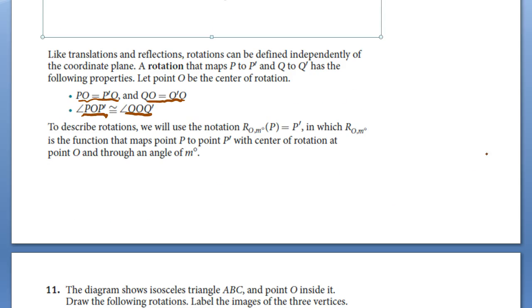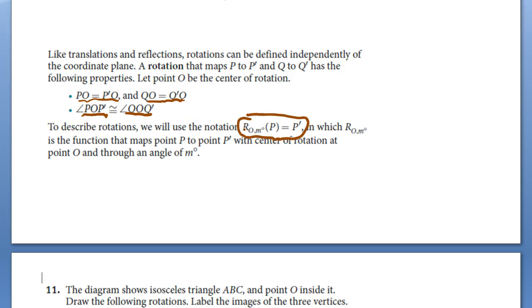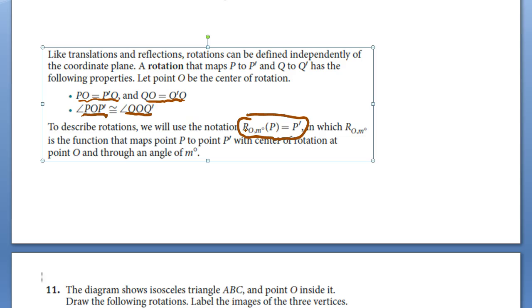To describe rotations, we will use these symbols. So the capital R means rotation. Remember, a lowercase r meant reflection and a T meant translation. The subscript has two parts. The first thing is going to be the center of rotation. So in our example here, that's O, but that's going to mean the center of rotation. Comma, and then the degrees of the rotation. For instance, 90 degrees, 180 degrees, whatever that might say. So these symbols are saying rotate point P around point O this many degrees, and that maps to P prime.